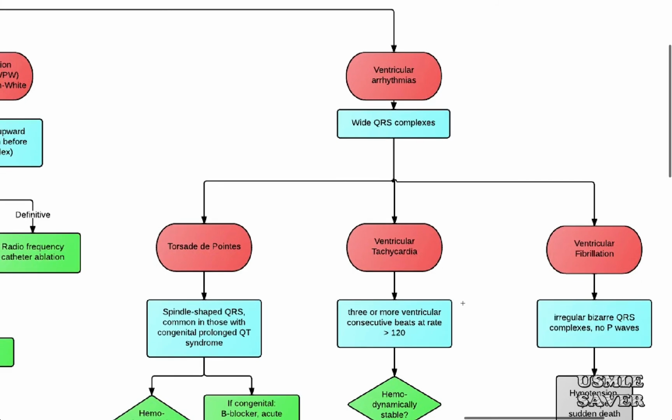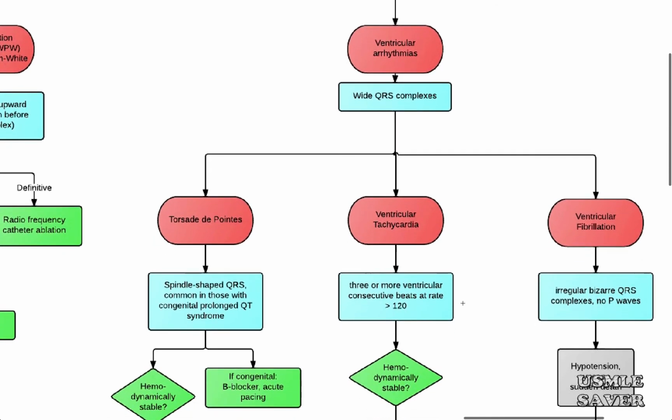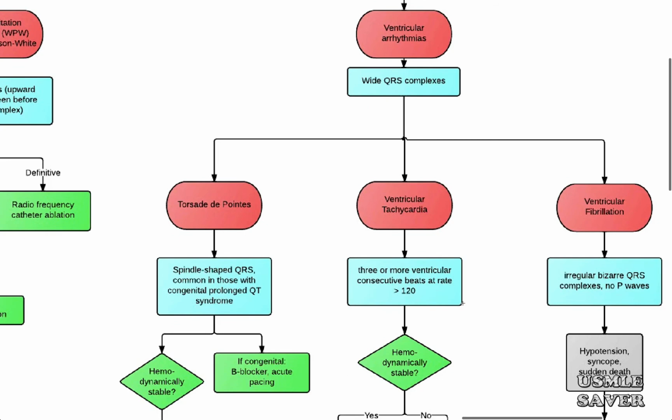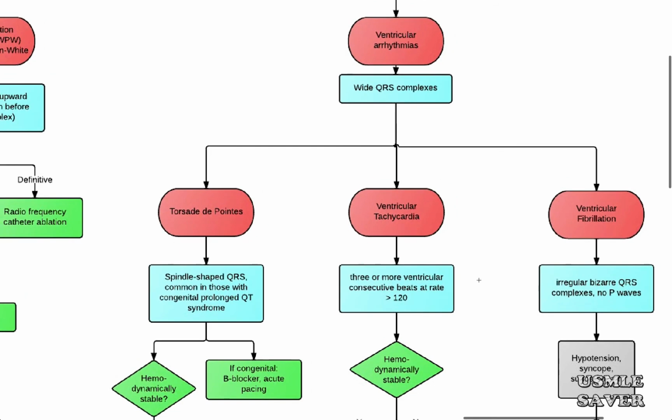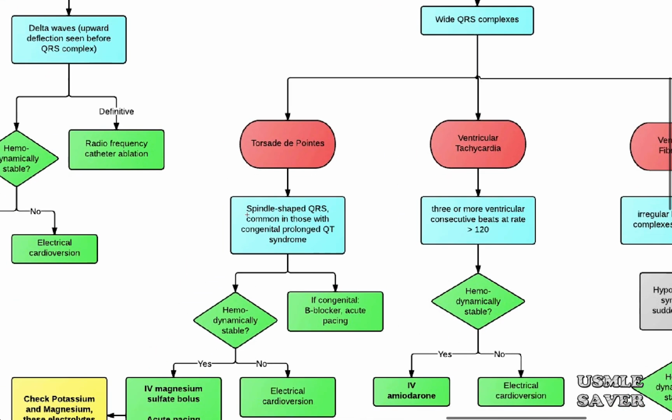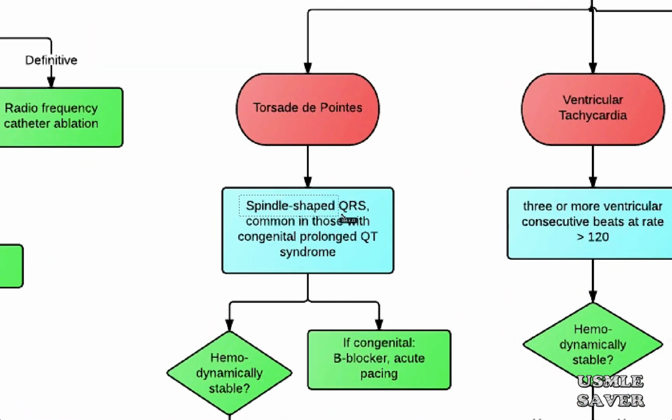In this section, when I say hemodynamically stable, I'm not talking about pulse or no pulse. When the patient does not have a pulse, in any of these cases, the next step is defibrillator. So being said that, let's start with torsades. On EKG, you can see spindle-shaped QRS complexes. So make sure you look at the EKG in your book or on the web, as they're very easy to identify.